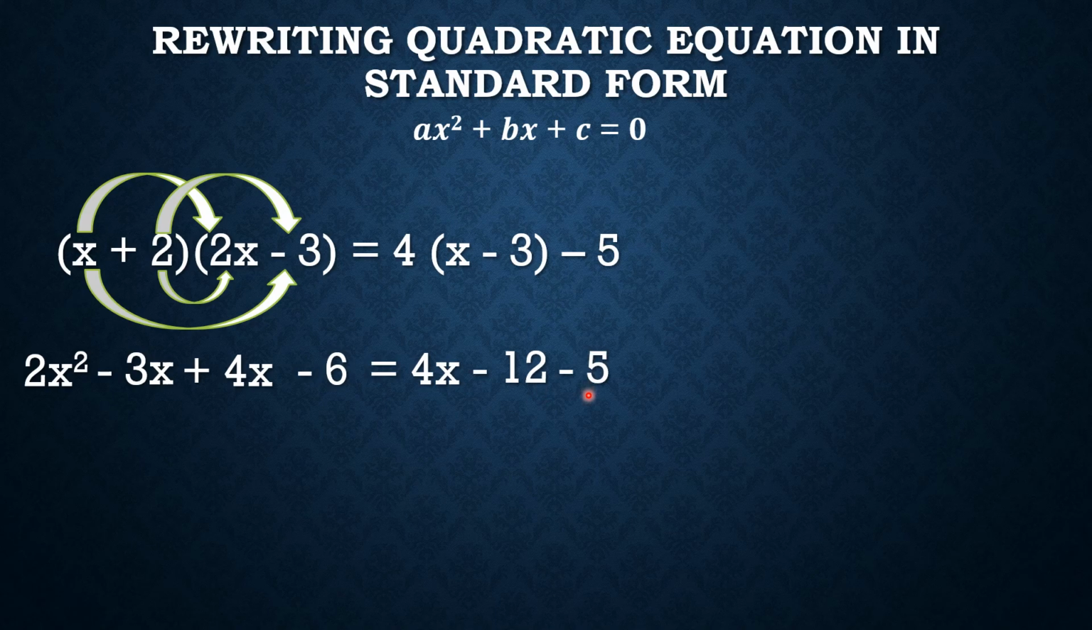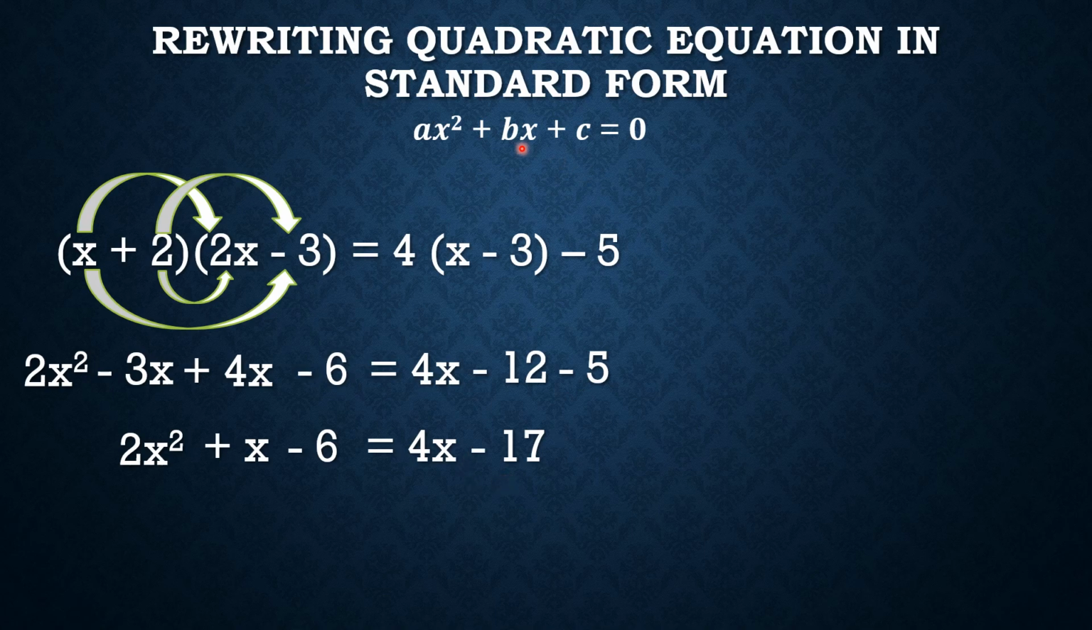Let's combine similar terms on each side. Okay? Unahin natin para di tayo malito. Now we have 2x squared, negative 3x plus 4x is positive x. Next, we have negative 6 equals 4x. Negative 12 minus 5 is negative 17.